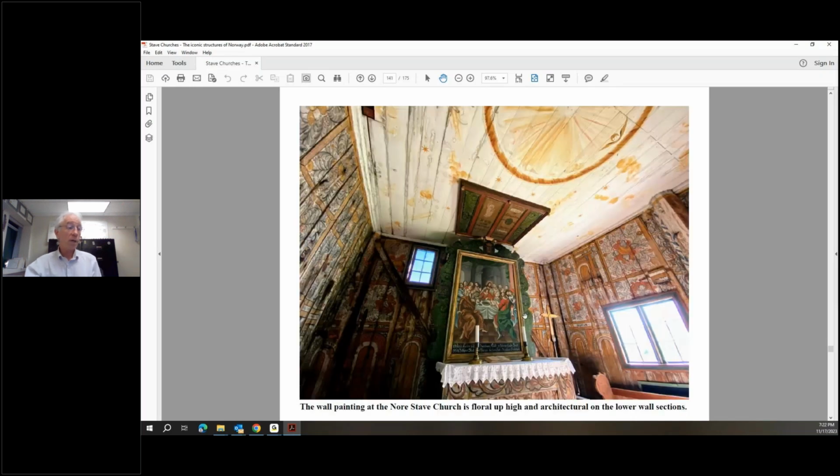Here at Norway Stave Church is a floral painting up above, amongst and separated by almost architectural or trim-like painting. And then down below is a much more architectural, almost a colonnade, that has been painted. And then the ceiling also has decoration on it. And you can see the iconography, once again, separated from the wall, and in this case, hanging from the ceiling. Attached but separate from the ceiling.